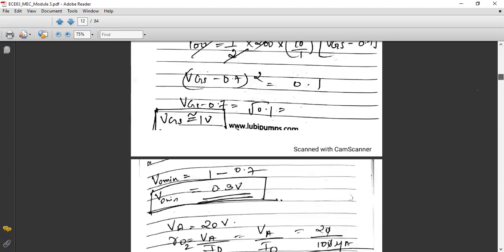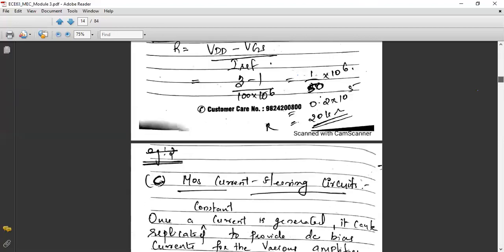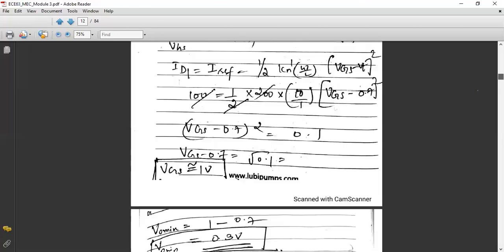So R is equal to VDD minus VGS divided by I reference. Resistance is potential difference by current. VDD is given as 3, VGS is 1. A change of 1 volt is mentioned, so that particular VGS is 1. The reference current is taken as 100 microampere, which is given in the question. So substitute it and you will get the final answer as 20 kilo ohm. Hope the problem is clear.